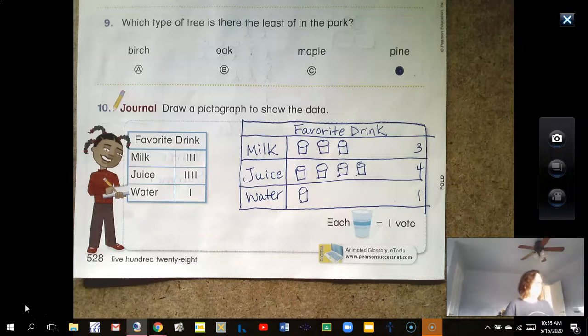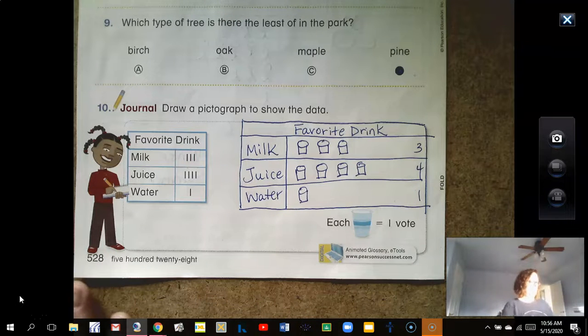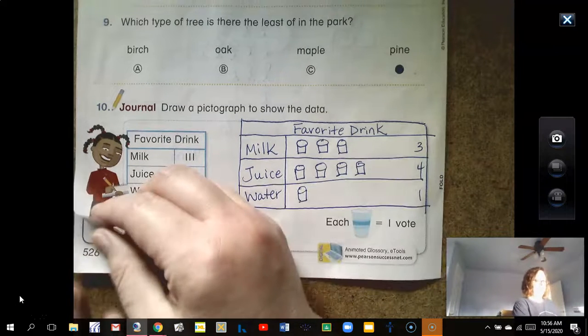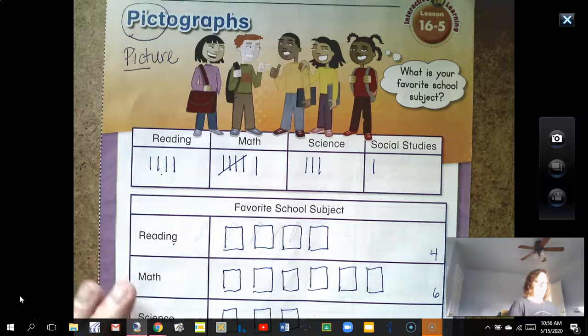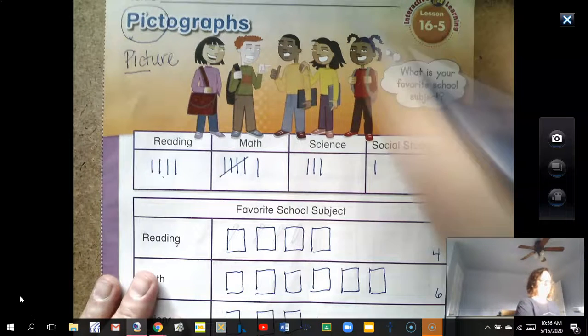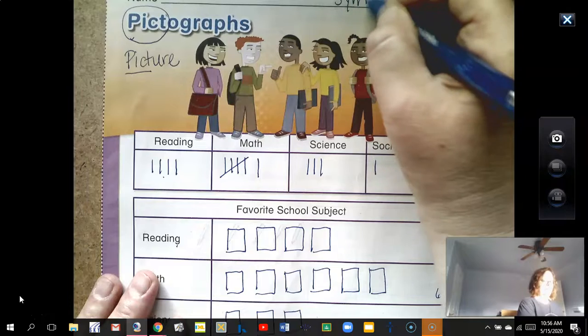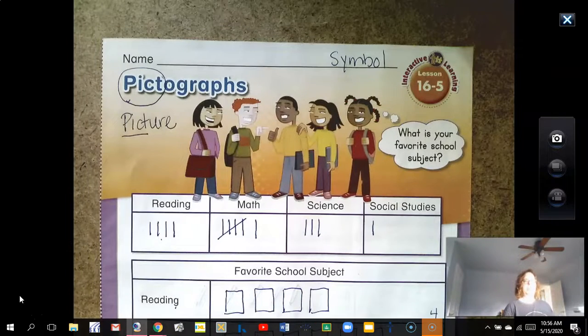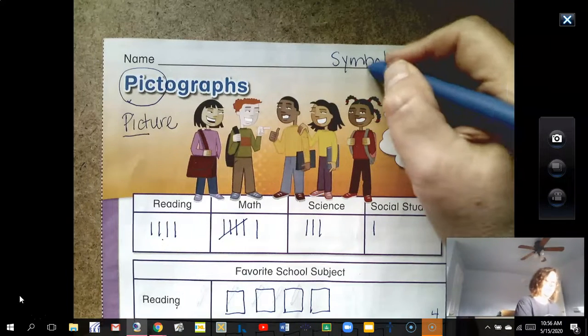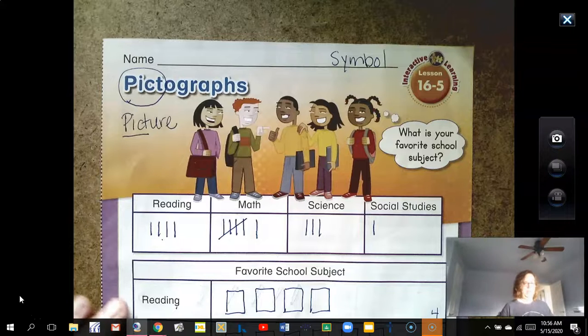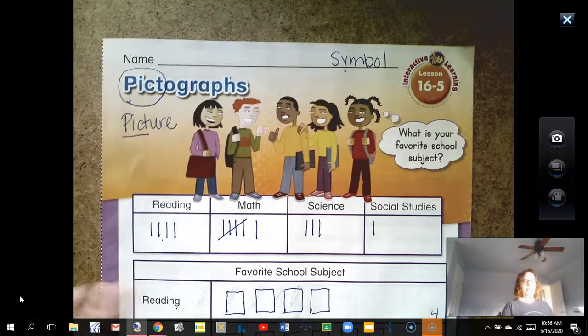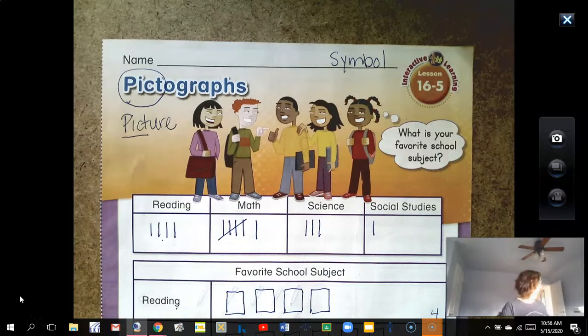All right, boys and girls. Let's see, let's have the clue word be symbol. Okay, symbol. Because we've been using symbols to draw on our pictograph. Symbol.